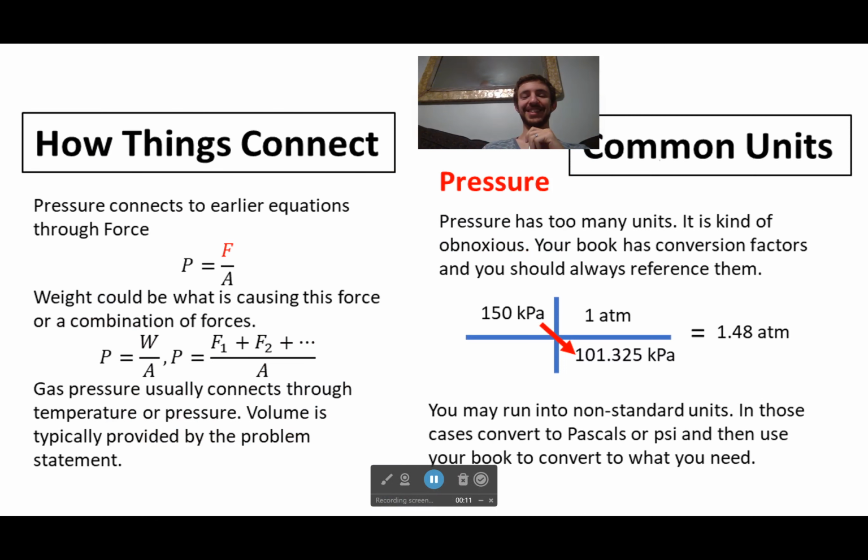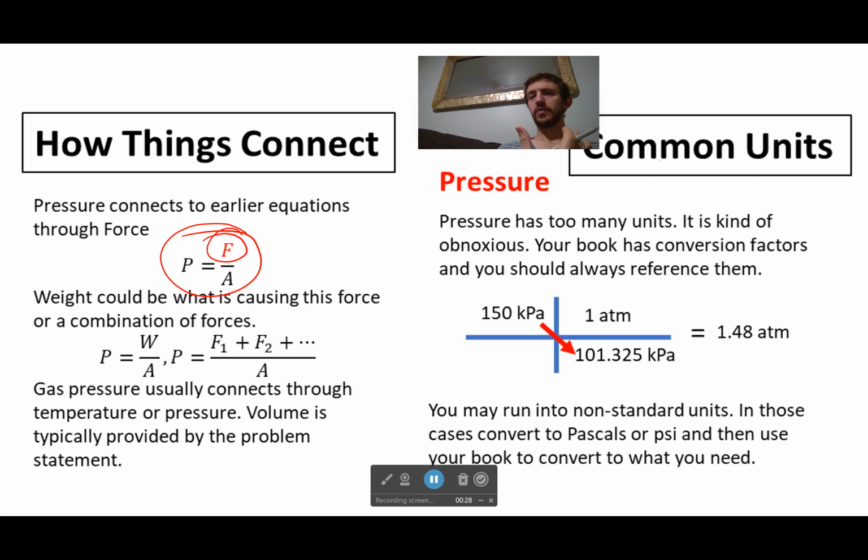So this time we're going to be going over how things connect when it comes to pressure. Okay, so we know you have the pressure equation. It's pressure equals force over area. And force is going to be how things usually connect. Area will typically be given to you in the problem statement, or pressure will be.